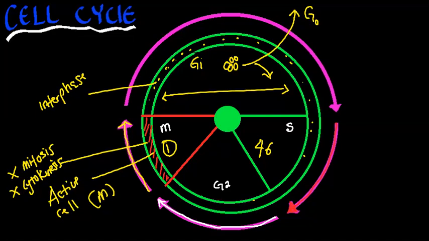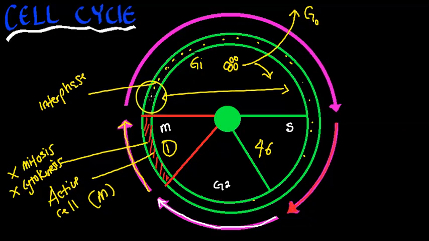We have four main phases of the cell cycle. The first phase we have is G1, and the next one we have is G2. G1 is also known as gap 1, then gap 2, and we have the S phase, which is synthesis, and the M phase, which is the mitotic.